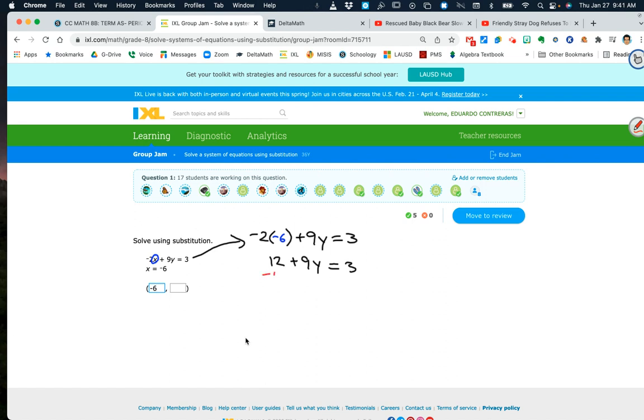Hopefully by now, everyone here is comfortable with these steps. 9y is equal to 3 minus 12, so I get negative 9 there. Yeah, let's divide, and you get negative 1. So you get y is negative 1. That's the other answer we were looking for, and it goes here.